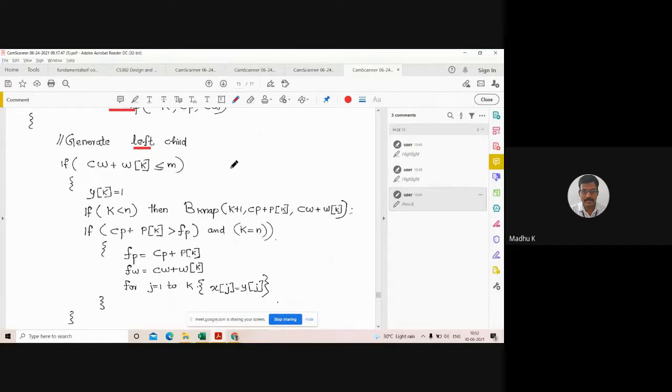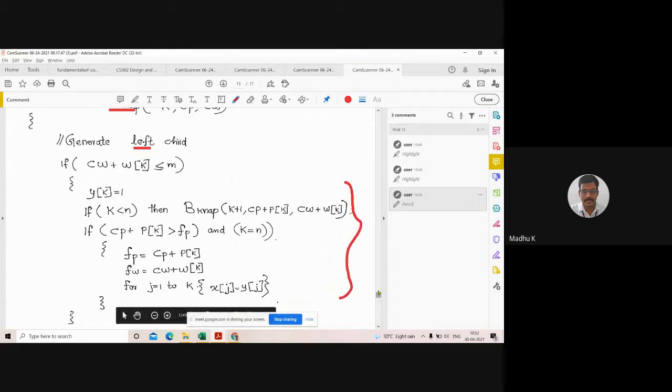Then if this condition is satisfied, that is, if current weight cw plus w of k is less than or equal to m, then we will generate the left child. If this condition is satisfied, we will generate the left child. So this is the code for doing that, this is the body of that.